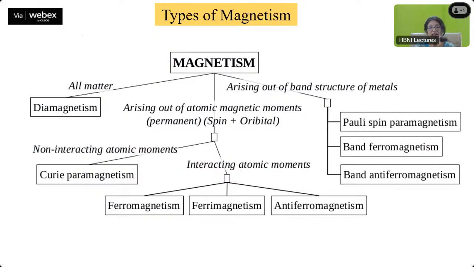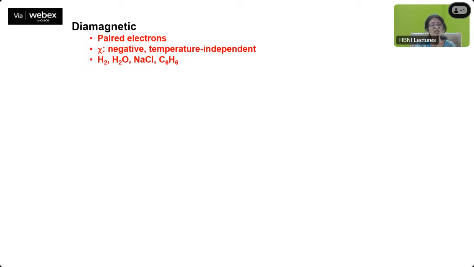So when there are non-interacting atomic moments, you have what is known as Curie paramagnetism. Whereas when there are interacting atomic moments, you get what are known as ferromagnetism, ferrimagnetism, and antiferromagnetism. So what is diamagnetic?